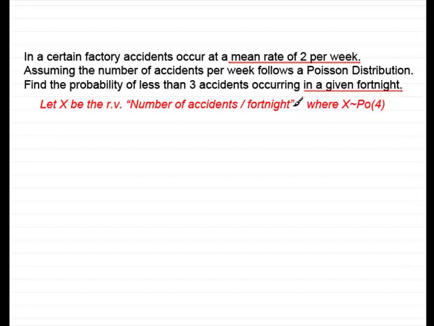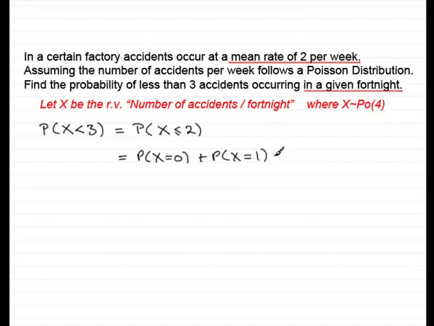What we need to do now is work out the probability of less than 3 accidents occurring. So we would have the probability that x is less than 3, which would be 0, 1 and 2. So that's the probability that the number of accidents occurring in a fortnight is less than or equal to 2. And that will be the probability that x equals 0 plus the probability that x equals 1 plus the probability that x equals 2.